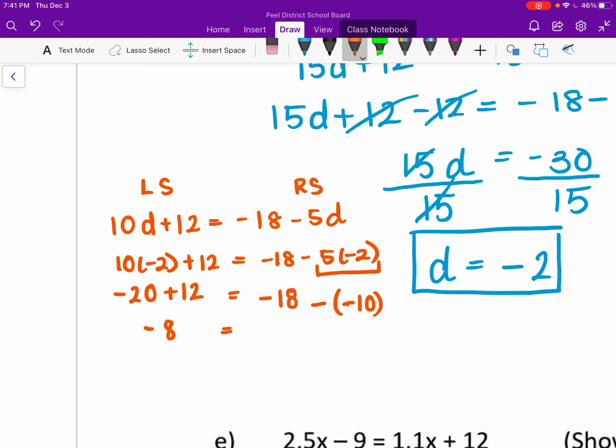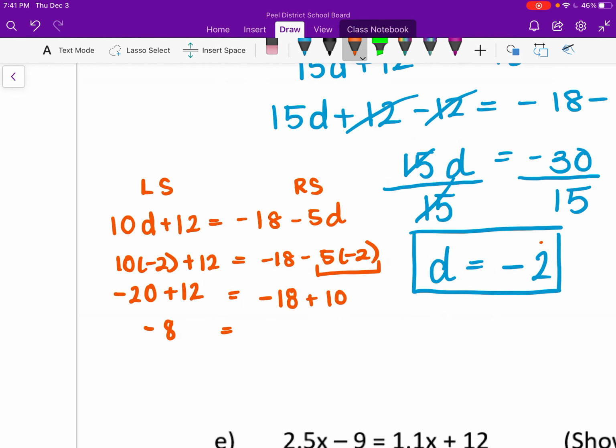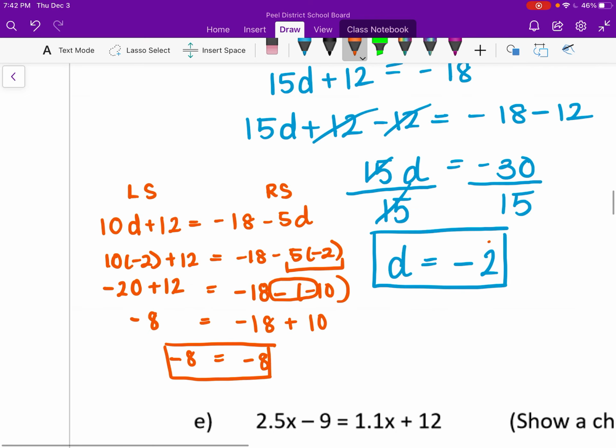Negative 18. Another way you could have looked at this is you could have been like, it's negative 5 times negative 2, which will make your subtraction into an addition, so it becomes plus 10. You can do it either way, whichever way you feel comfortable with. But I'm just going to do it this way for our purposes. So now I can see that this negative and the negative will give me a positive, so it'll be 18 plus 10. Negative 18 plus 10 is going to be negative 8. Left side equals right side. Therefore, this is correct. Okay.